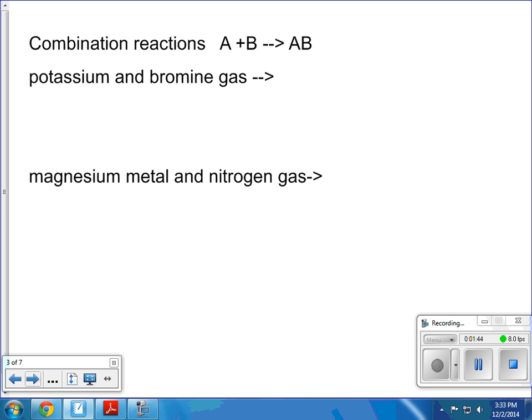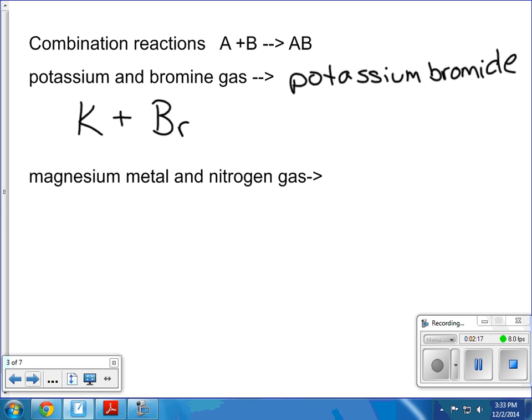So we have potassium and bromine gas. If we put potassium and bromine together and we name it, we just call it potassium bromide. So this is naming, just like we did in chapter 7. So if we put K and Br together. So now we need to write the formulas. The formula for potassium is just K. Bromine gas, bromine is Br. But from our previous slide, it's a diatomic, so we have to put Br2.